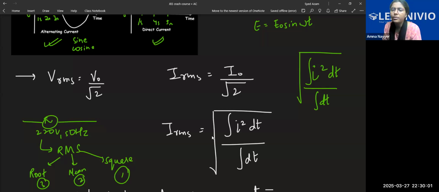This can be helpful. But in terms of I naught and E naught, if you have the peak values, directly write in terms of them. VRMS will be V naught by root 2. IRMS will be I naught by root 2. Okay, so this is how you have to remember. V naught and I naught are the peak values. Just write down this formula of RMS.